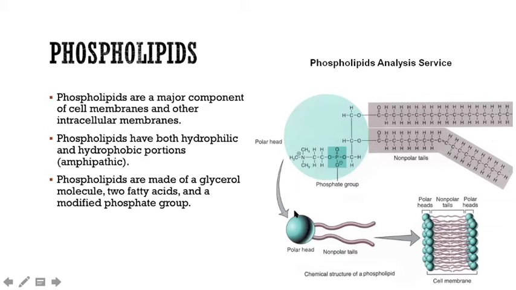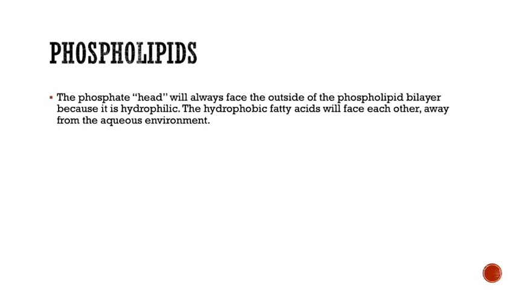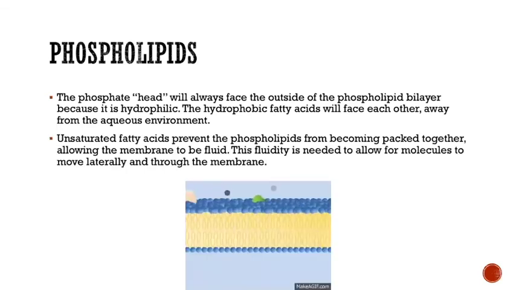So the phosphate heads will always face the outside of the phospholipid bilayer because it's hydrophilic, and the environment it's in is usually aqueous or water-based. So this will interact with the outside environment, which is primarily polar. The hydrophobic fatty acids will face away from the outside environment, and they will face each other. So that's why the tails are always kind of on the inside, and the hydrophilic heads are always on the outside of the membrane.